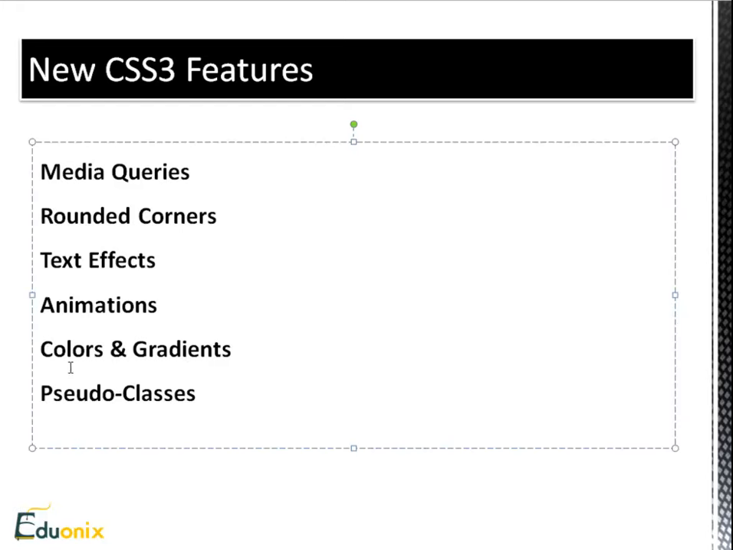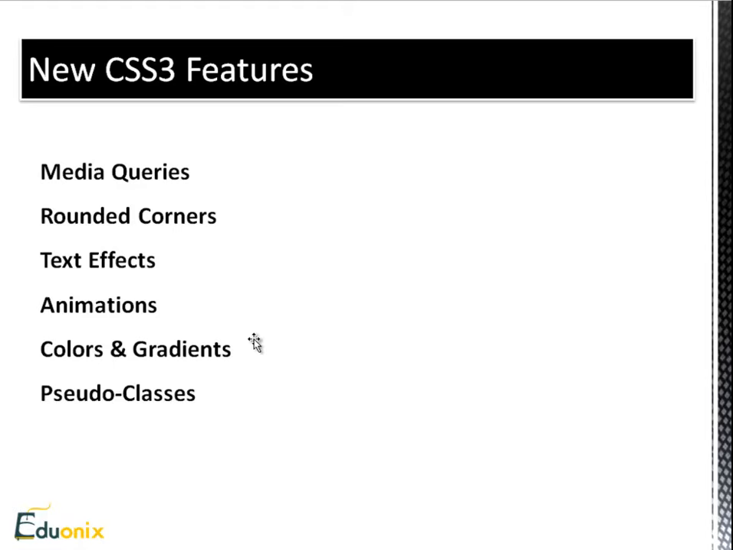Colors and gradients, we now don't have to use background images to have gradients. We can actually apply that right through the CSS. We have pseudo classes which allow us to better select certain elements. For instance, if we have an unordered list with five entries, 5 lines, we can target, say, the third list element and style that by itself and not any of the other list elements. So that's something else that's really cool in CSS3.